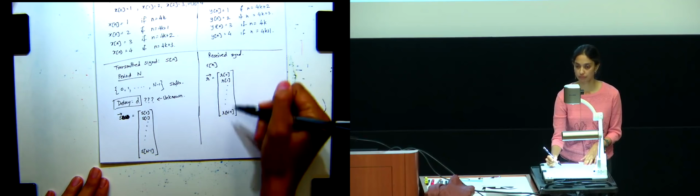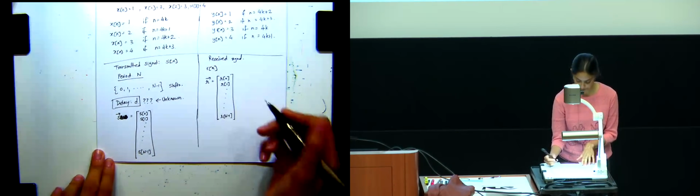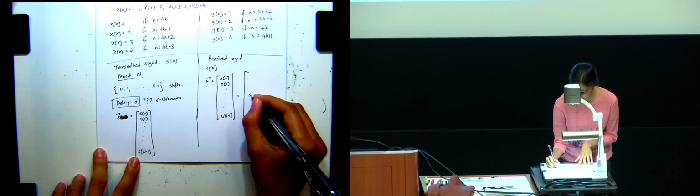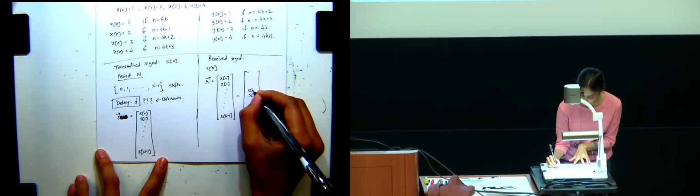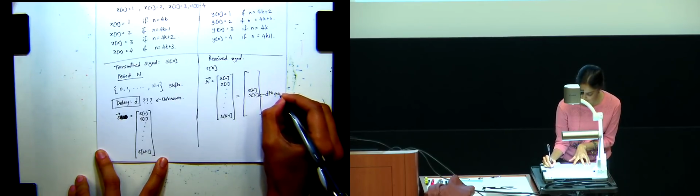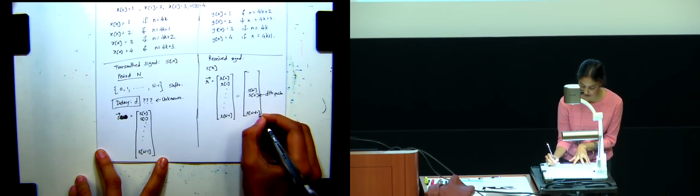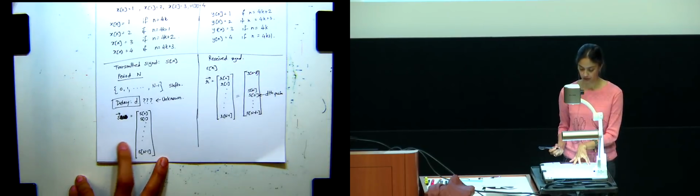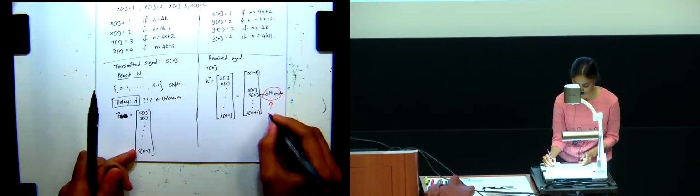At the dth component, the dth row of this vector. So if my delay is D, this is going to be S0. And then here you're going to have S1, at the dth position. And here you'll have S of n minus D minus 1. And then here you'll have S of n minus D. And our goal is to find D.